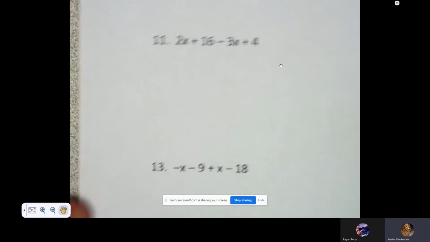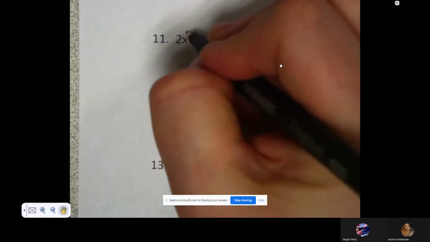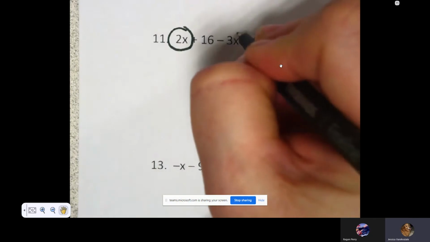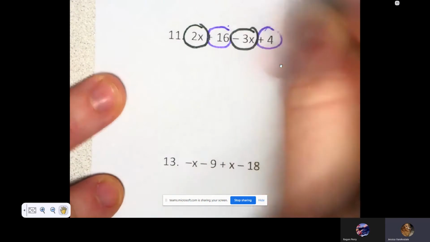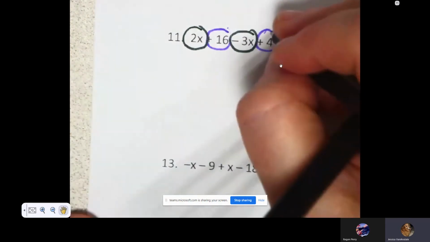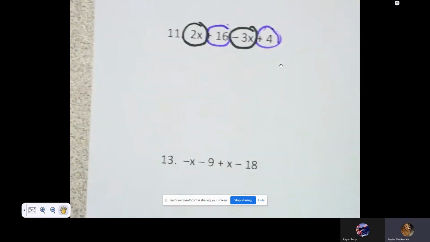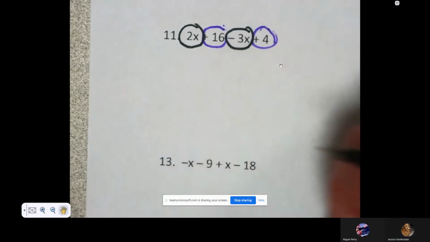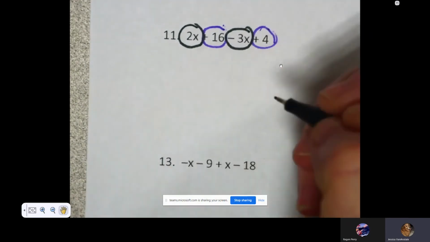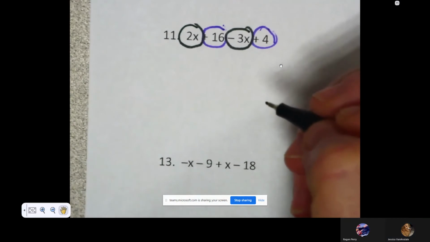Okay, let's do 11. So we got an X here, 3X here, and we have 2 constants this time. So 2 things go together. We've got a black team and a purple team. What do we get when we put the black team together? 2X minus 3X. 5x. Well, no, 1x, because you have to minus, because of the sign.